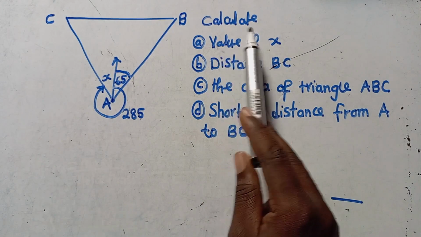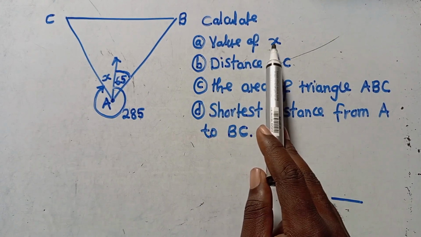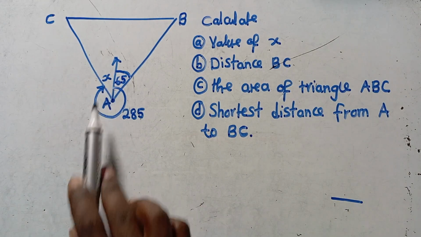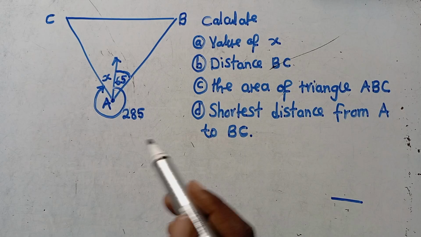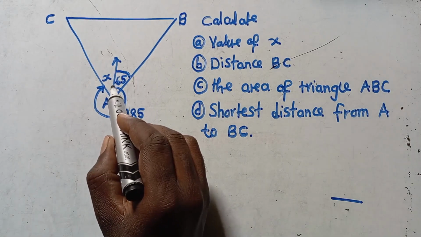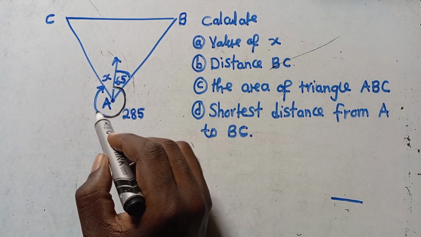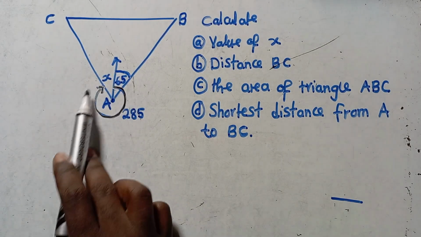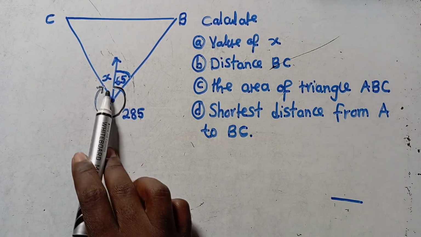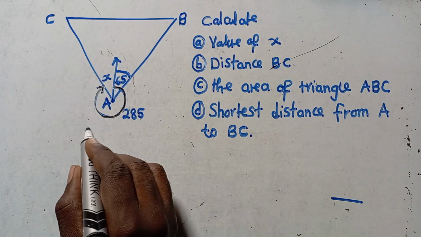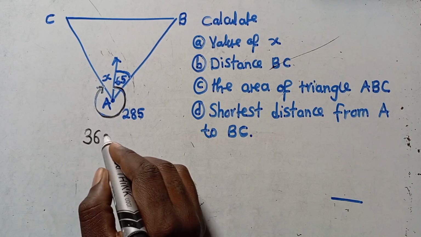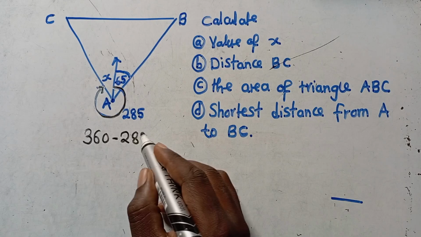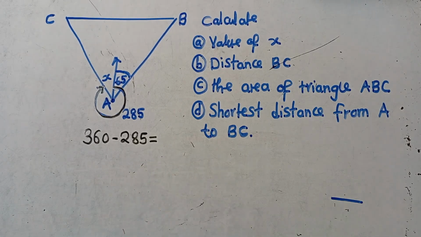So here, the first question is saying calculate the value of x. They want us to calculate the value of x that is there. How can we calculate the value of x? You know and understand that when we move from here up to this point, as if we want to make a complete turn, this is 285. To find that other one, since we wanted to make a complete turn, we say 360, which is a complete turn, minus 285. This is what you get to do, minus 285.